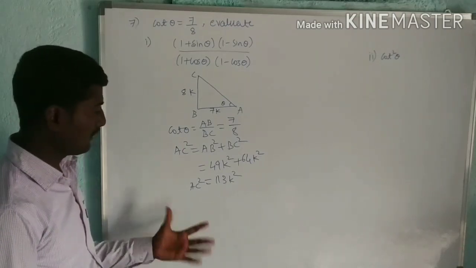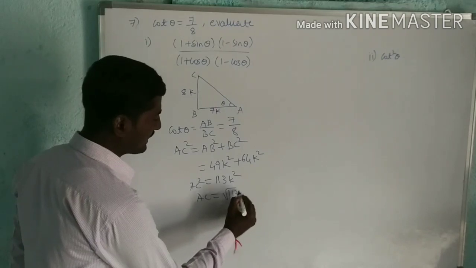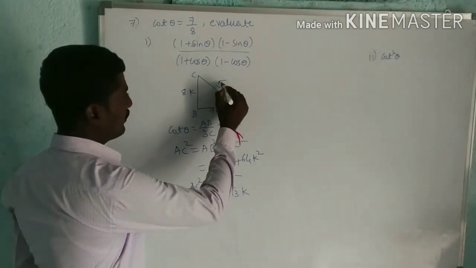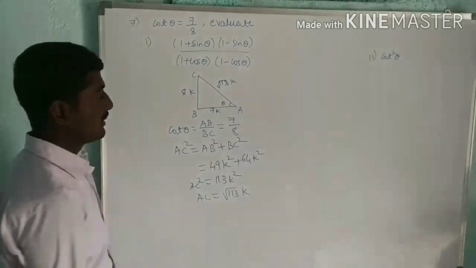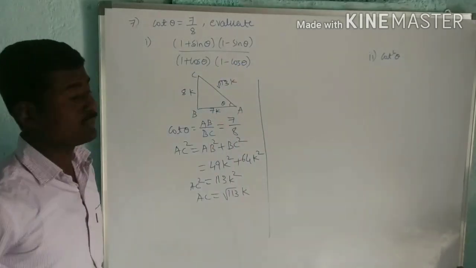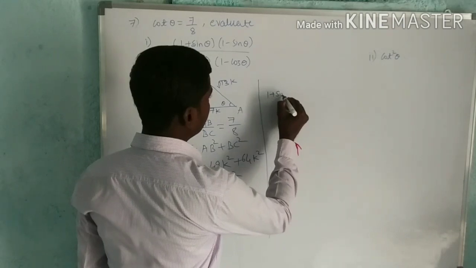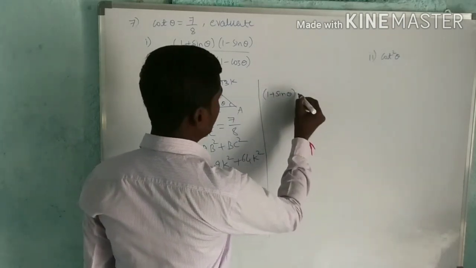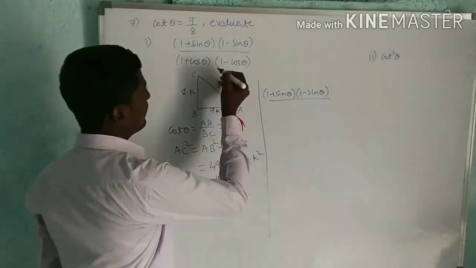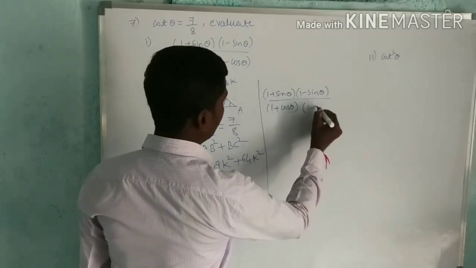Now I want the value of AC. So AC is equal to root of 113k. Now I have to find this value. Let us take that 1 plus sin theta into 1 minus sin theta divided by 1 plus cos theta into 1 minus cos theta.